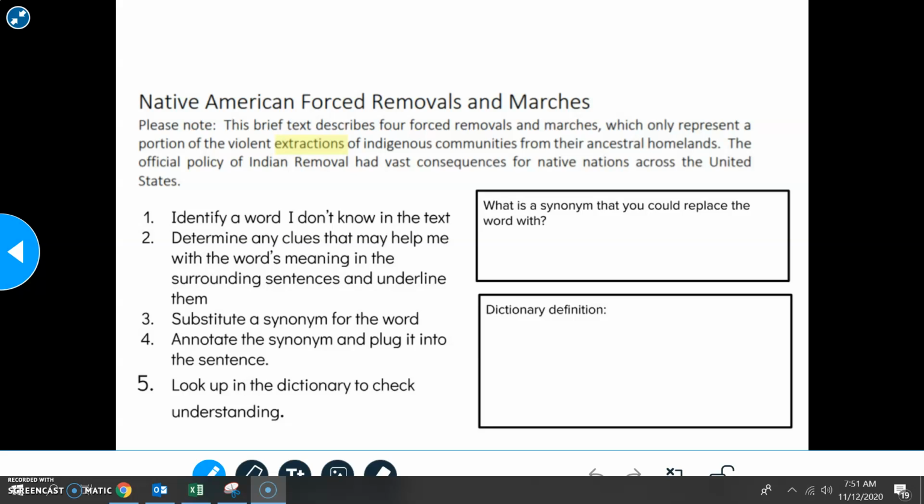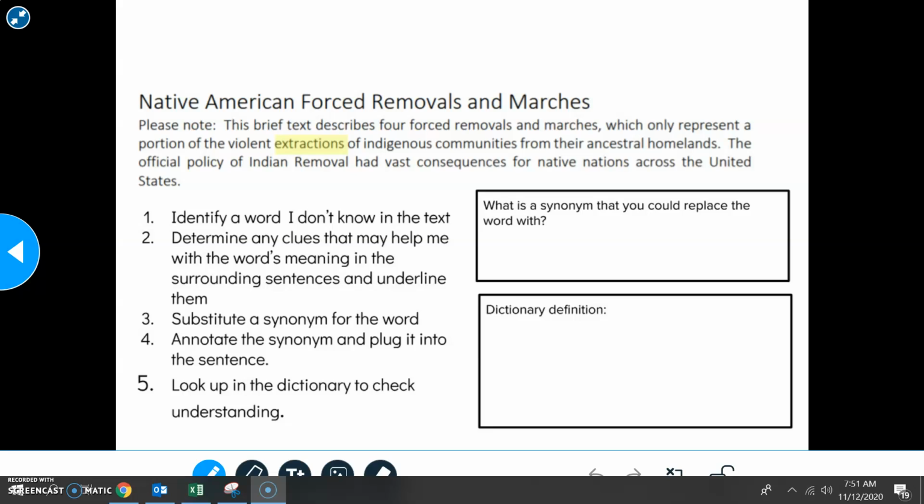You are going to watch me identify the meaning of a word that I don't know. This word has already been identified for us, which is the word extraction. So the next thing I need to do now that the word has been identified is determine if there are any clues that might help me with the word's meaning in the surrounding sentences and underline them.